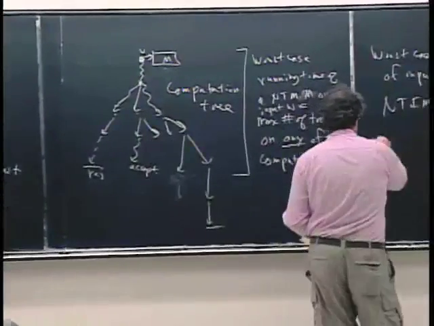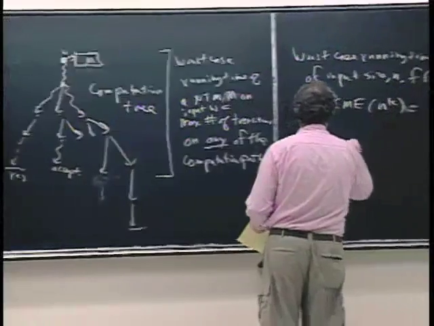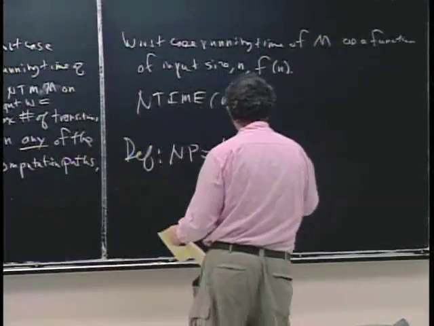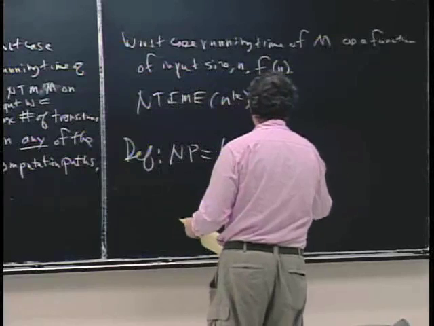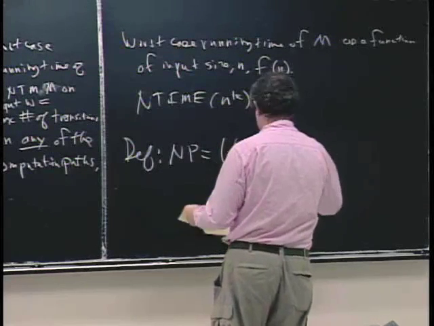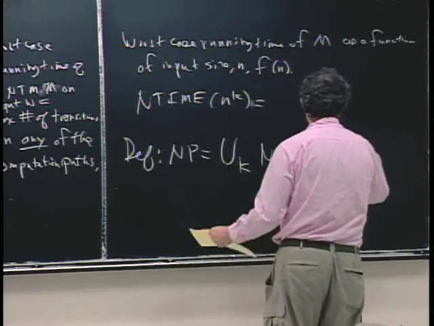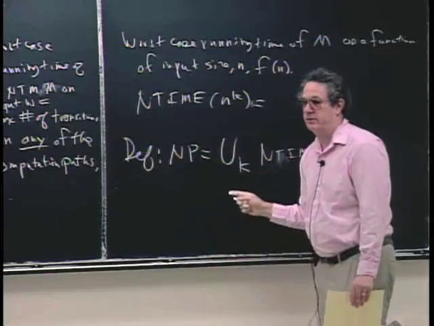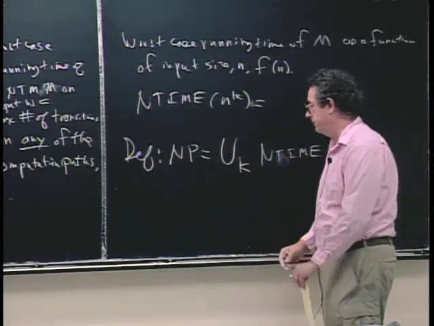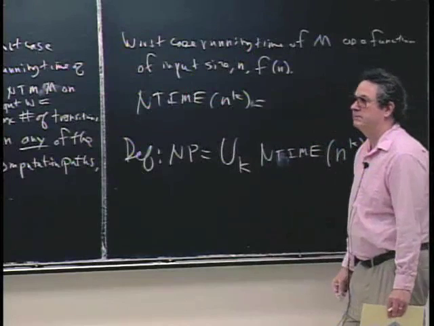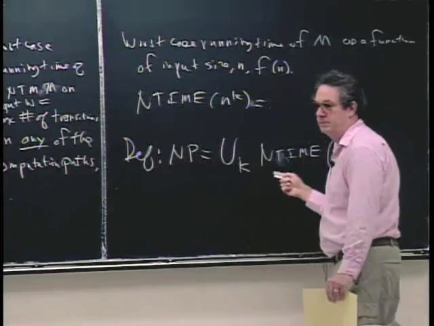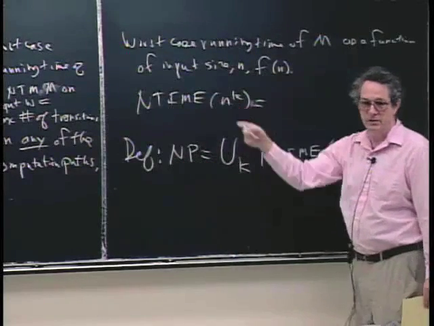Now, definition, NP is equal to the union over k of NTIME(n to the k). This is actually not the first definition of NP that he gives in the book. We'll come back later and talk about another definition. But I think this is the most natural definition, and it's the one that parallels P.